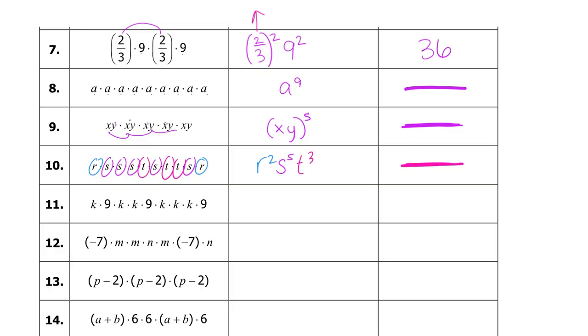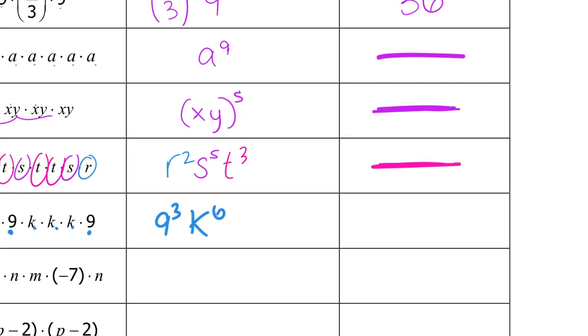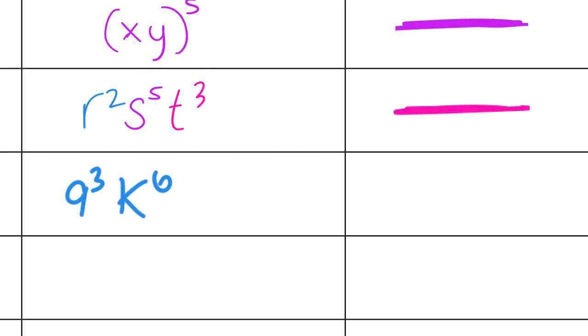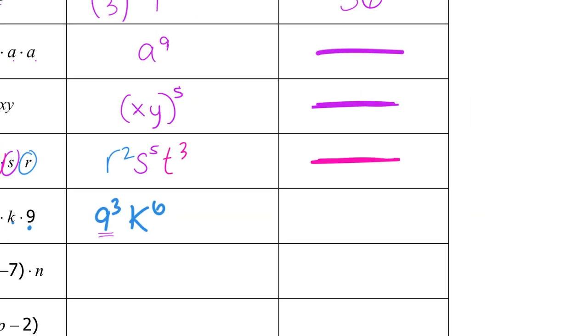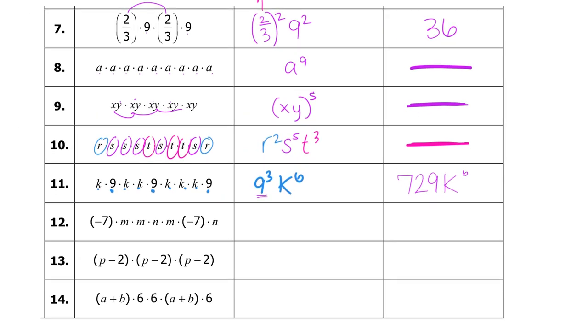Okay, so here we have a combination of numbers and letters. So let's start with the numbers. Typically, you want to do your numbers first. So 9 times 9 times 9 would be 9 to the 3rd. And then for the k's, we have 1, 2, 3, 4, 5, 6. And that would be the exponential notation. Now, you can evaluate part of this, and we're going to do that. You can evaluate the 9 to the 3rd. So you can type that in your calculator if you'd like. So that would give us 729. And then the k's, we can't evaluate that, so we'll just put k to the 6th.